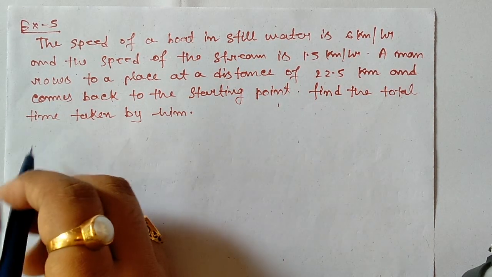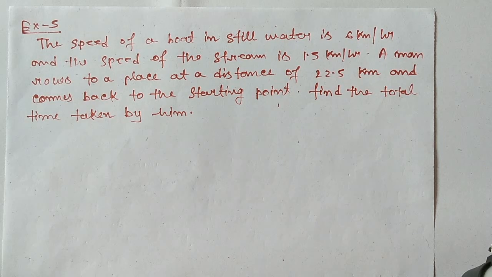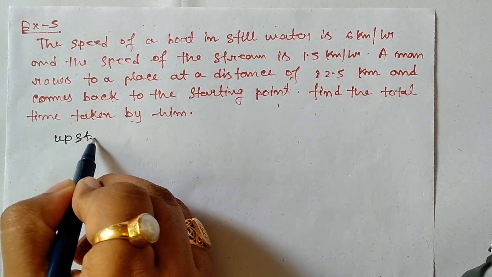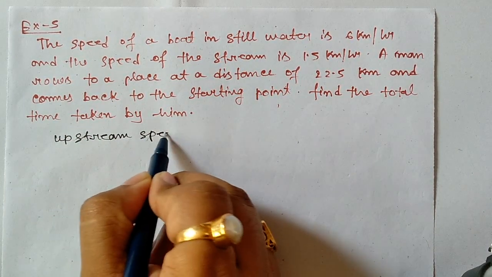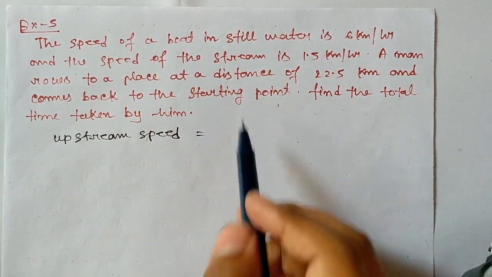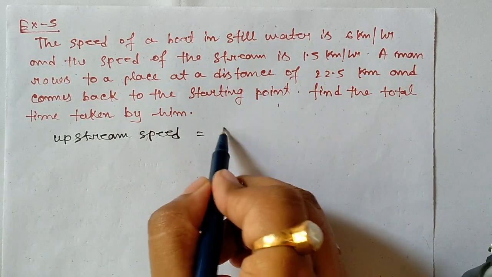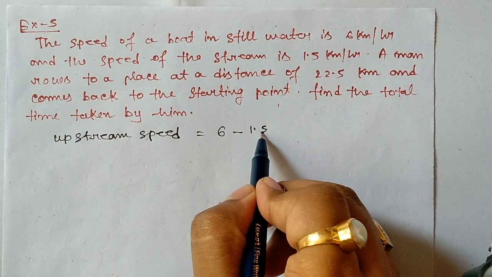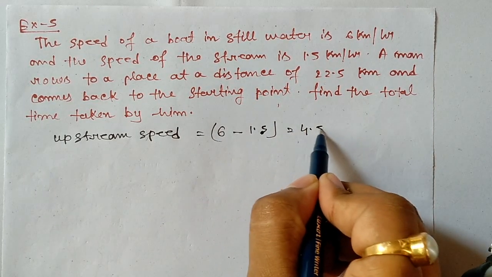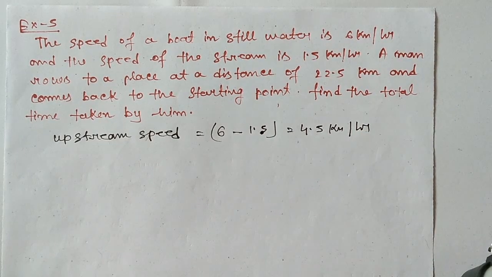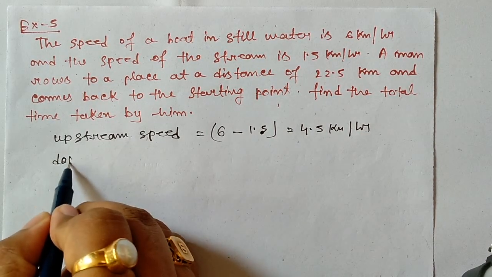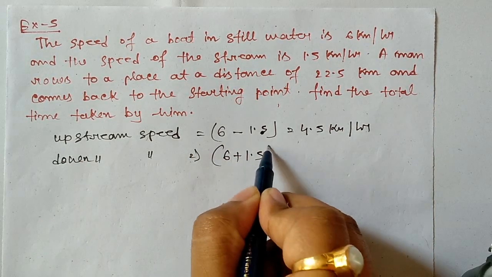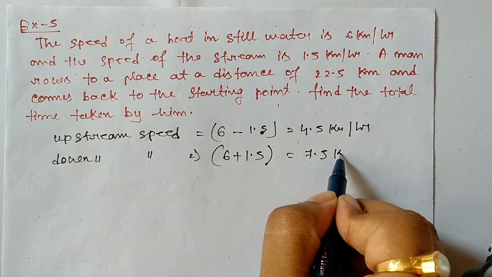So in this case, we have to first find the upstream speed and the downstream speed. Upstream speed is equal to the speed of the boat, 6 km, minus the speed of the stream, 1.5 km per hour, which gives us 4.5 km per hour. Similarly, downstream speed gives us 6 plus 1.5, that is 7.5 km per hour.